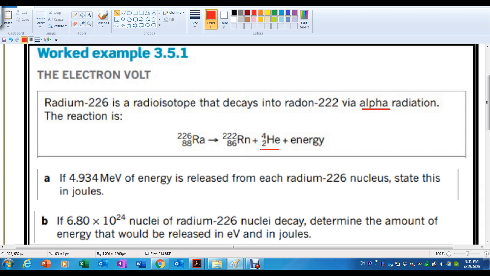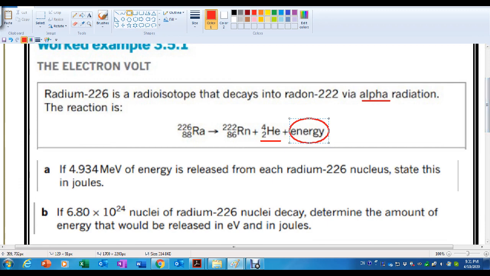For all nuclear reactions, we know that the purpose of a nuclear reaction is to release energy. Let's say 4.934 MeV of energy is released from radium-226, state it in joules. You need to rewrite the energy into joules. How could we do that?